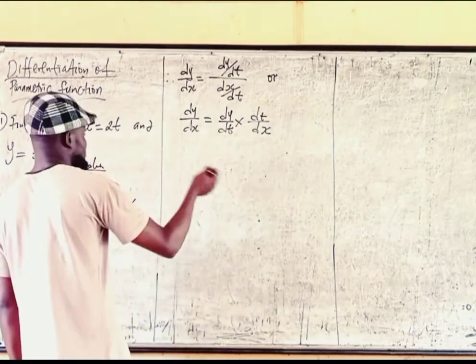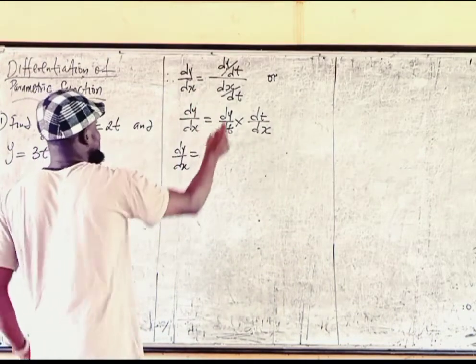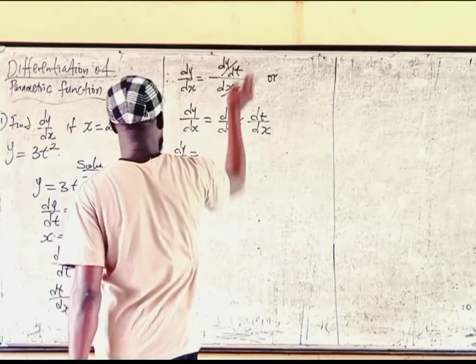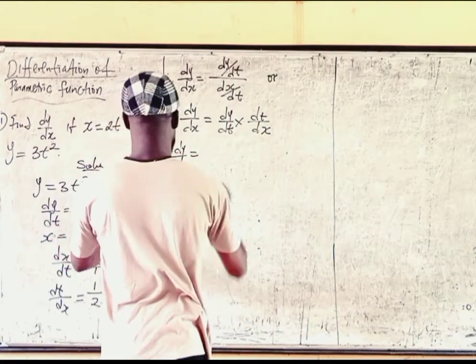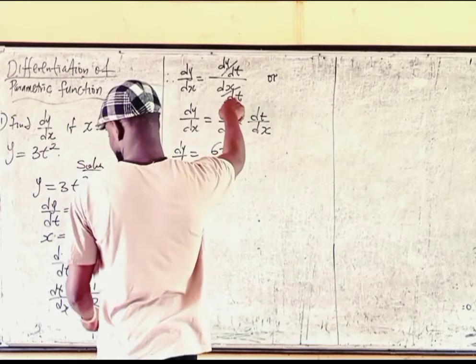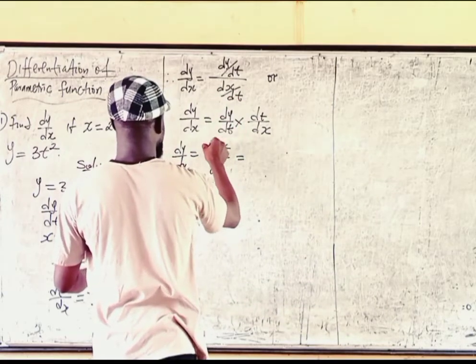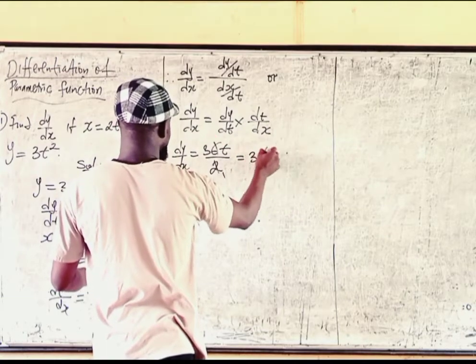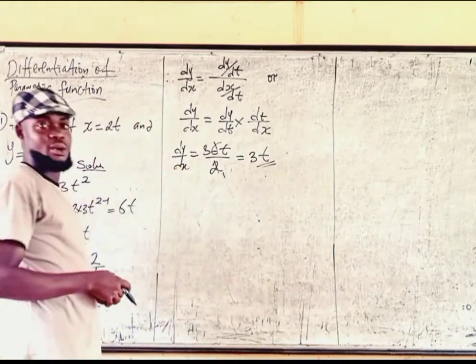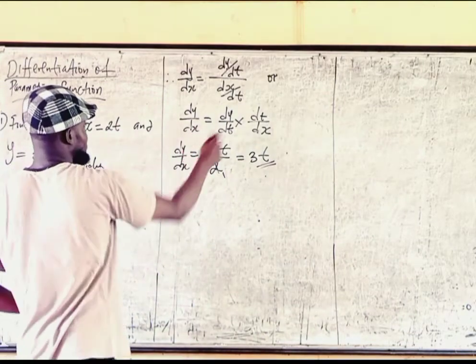So let's try the 2 and see what we're going to have. dy over dx, using the first one, will be: what is dy over dt? Our dy over dt is 60, over, what is dx over dt? The dx over dt is equal to 2. So 2 here, 1, 2 here, 2, that is 30. So that will be our dy over dx. We can also use this other one as well.